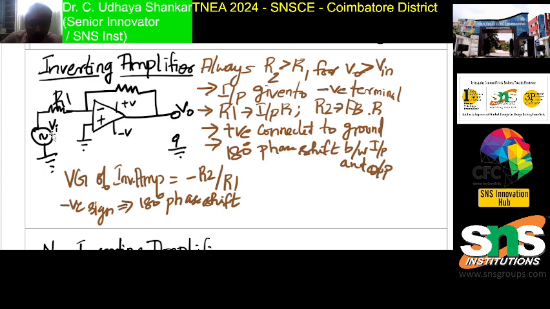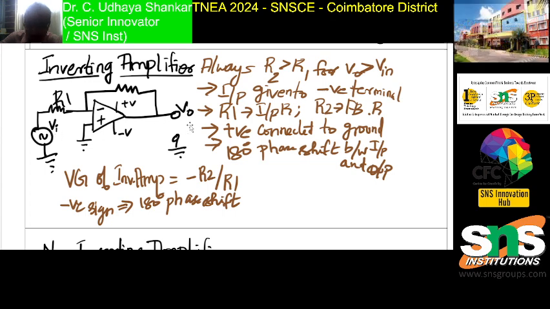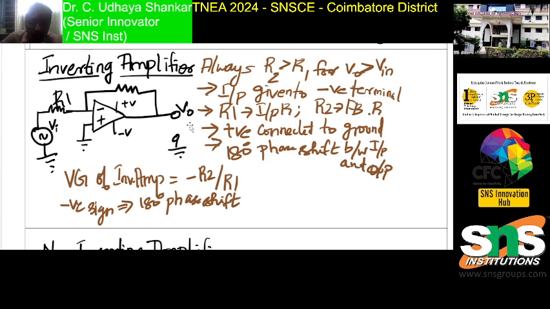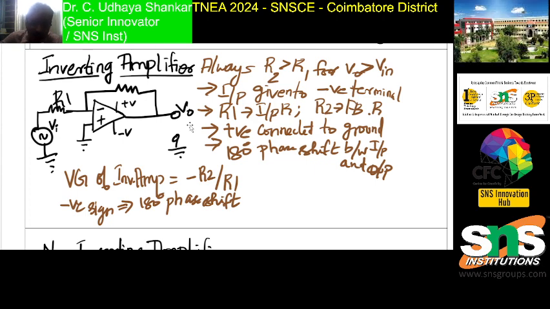If I give 1 volt, the output voltage will be 10 volts. That is called amplification. Whatever input voltage is given will be multiplied by the gain, and that is the output. But in case of the inverting amplifier, you will be getting minus 10. That is, a 180 degree phase shift will be there. Your polarity will be changed.